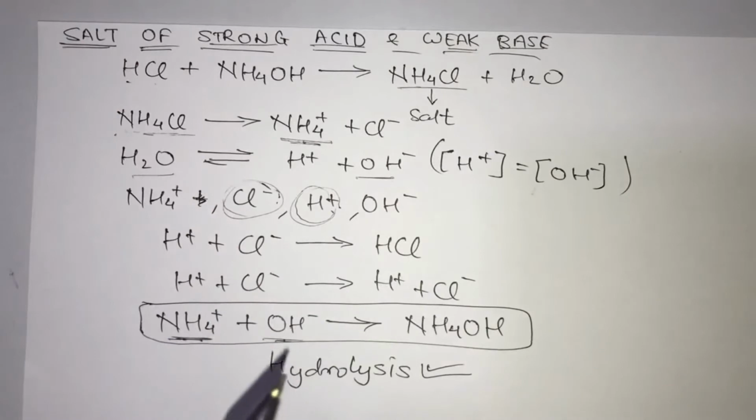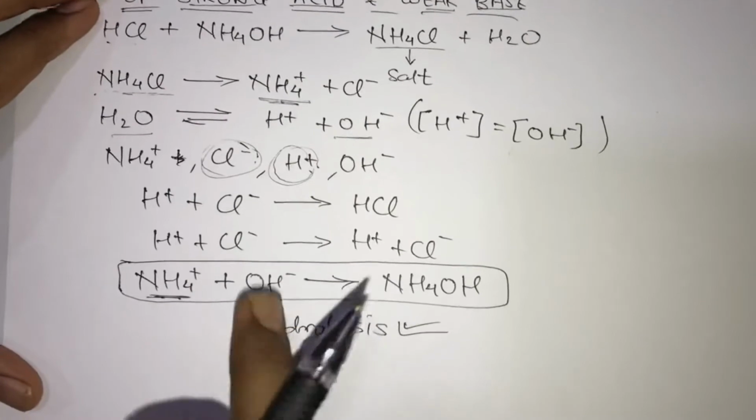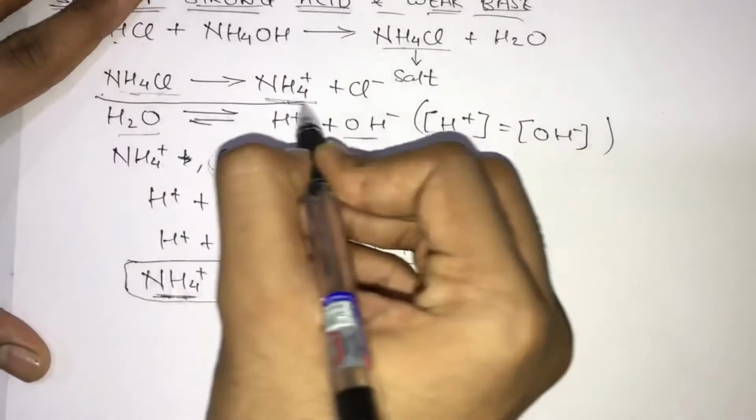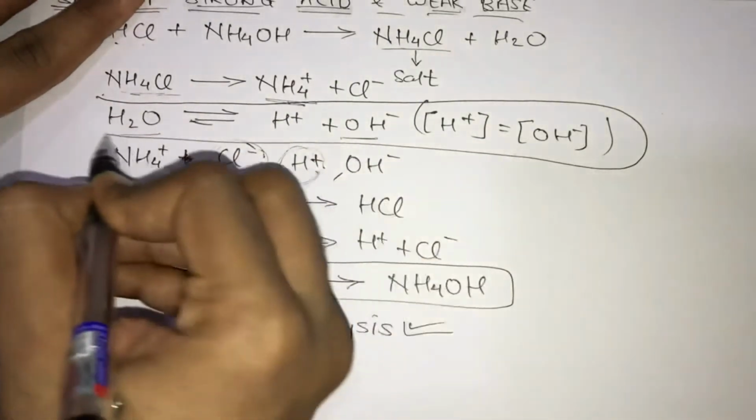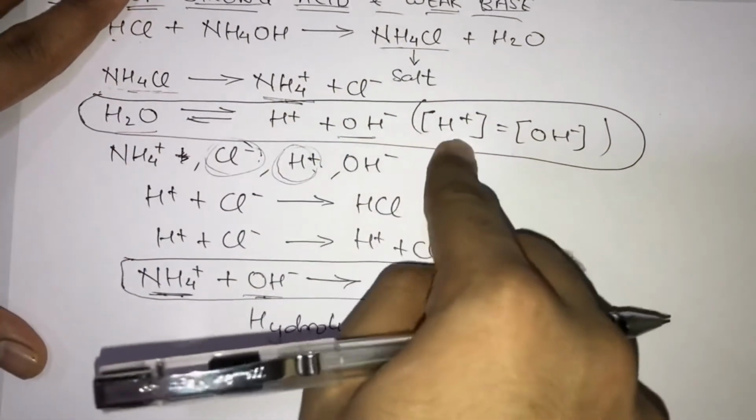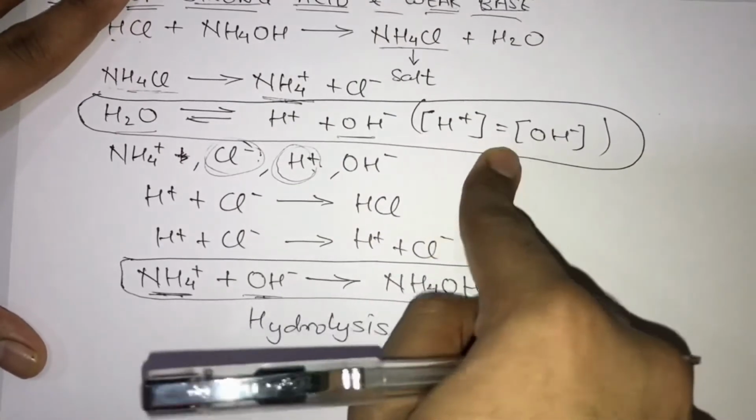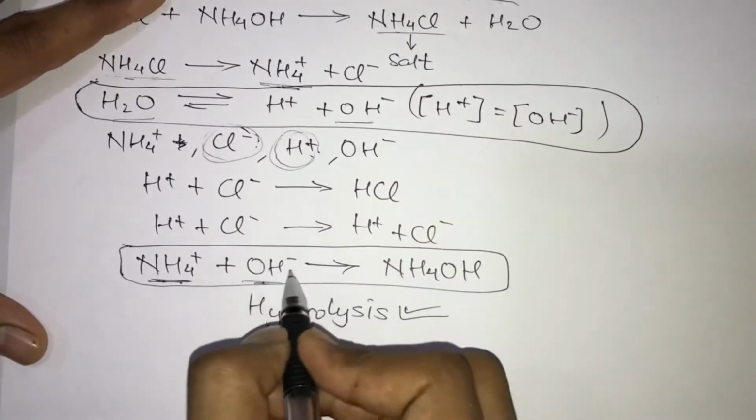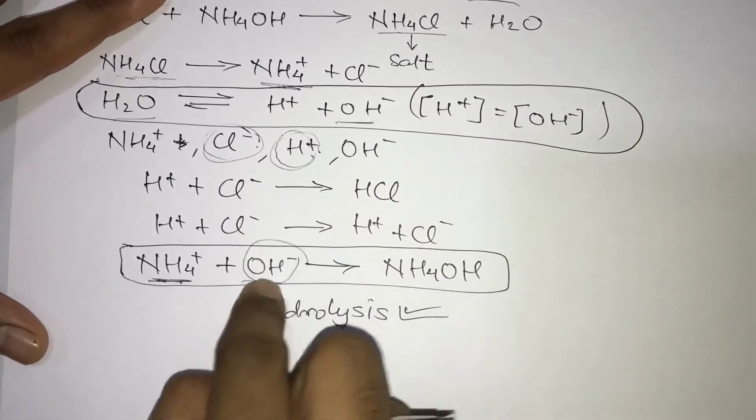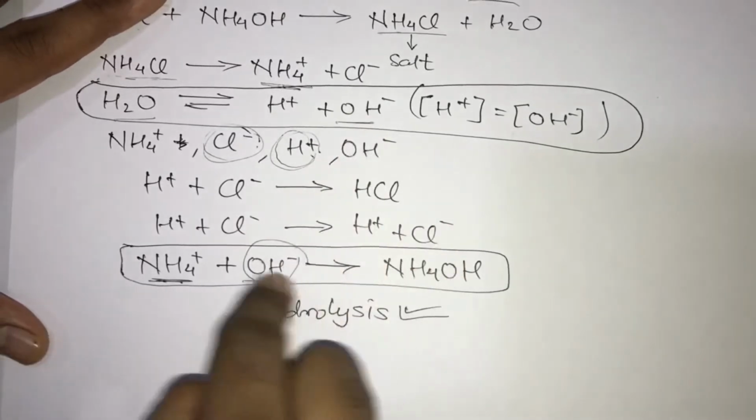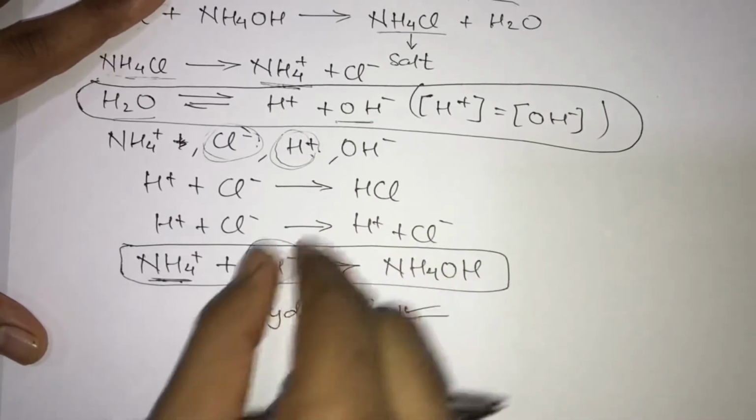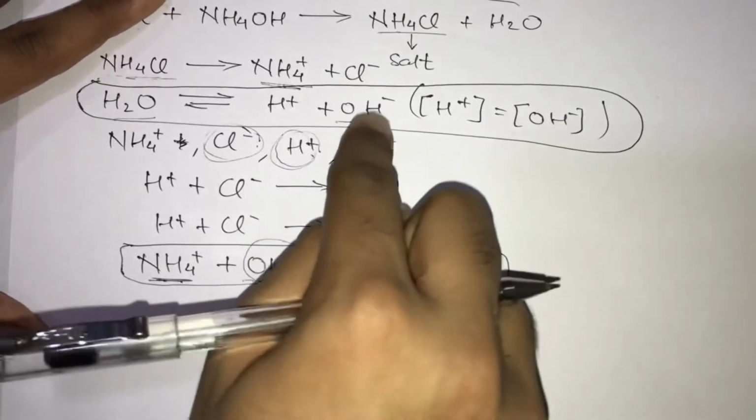But let us see what are the effects of this hydrolysis on the aqueous solution. Now guys, you all know one thing: for pure water, initially the molar concentration of H+ ions was equal to the molar concentration of OH- ions. But here, can I say that these OH- ions are consumed by this NH4+ to make NH4OH? So ultimately, the amount of OH- ions has decreased.